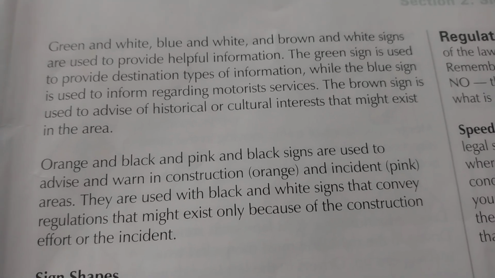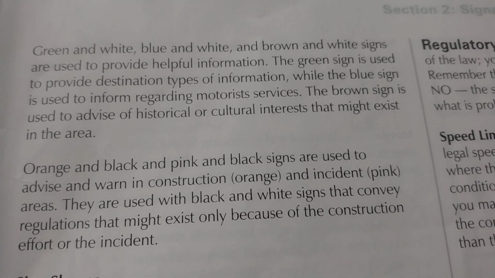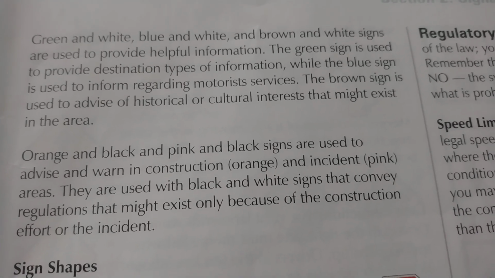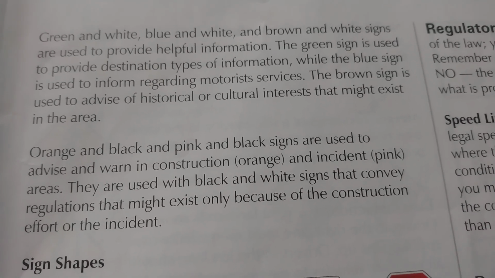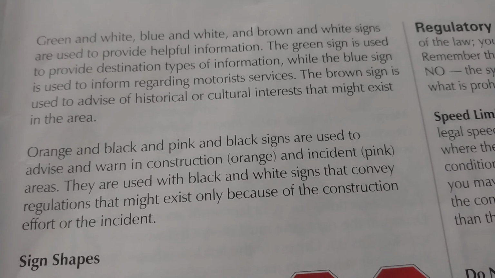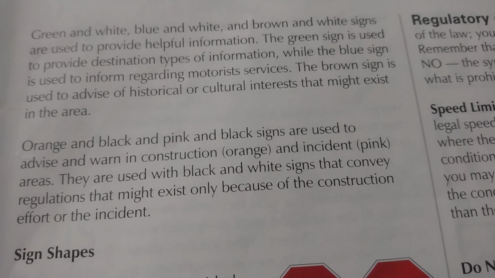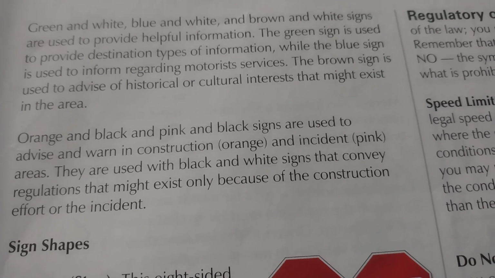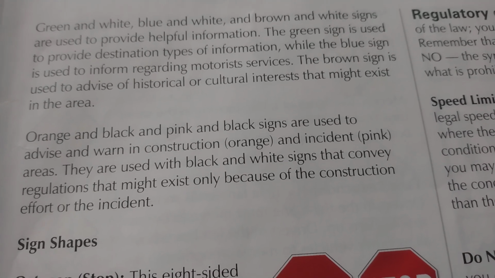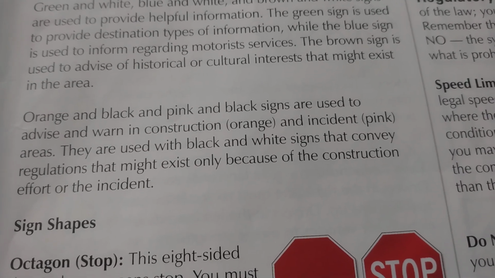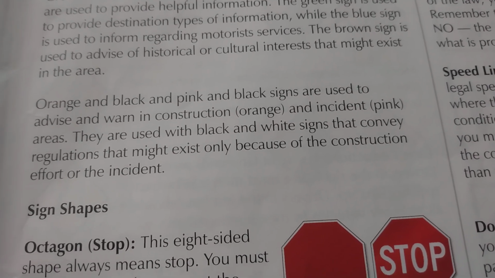Green and white, blue and white, and brown and white signs are used to provide helpful information. The green sign is used to provide destination types of information, while the blue sign is used to inform regarding motorist services. The brown sign is used to advise of historical or cultural interests that might exist in the area.